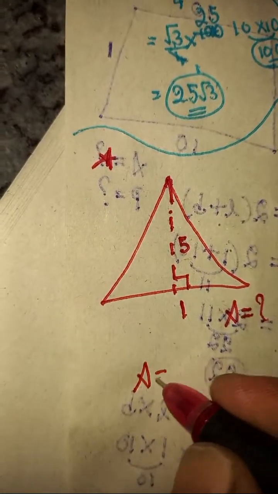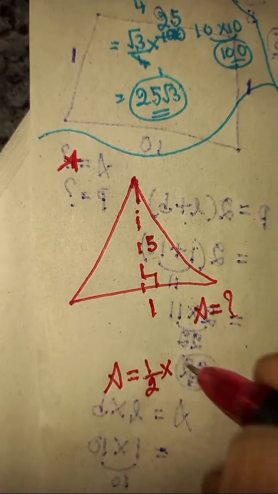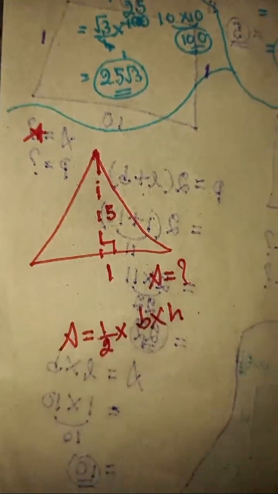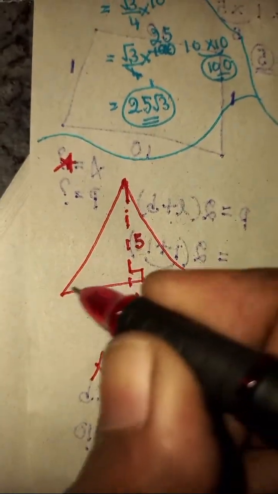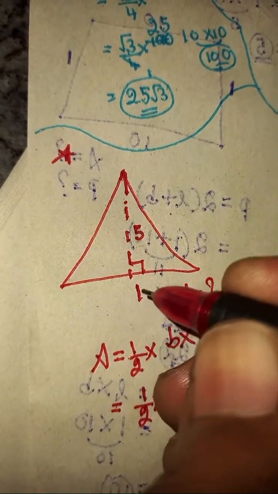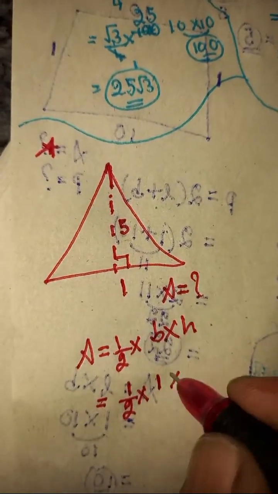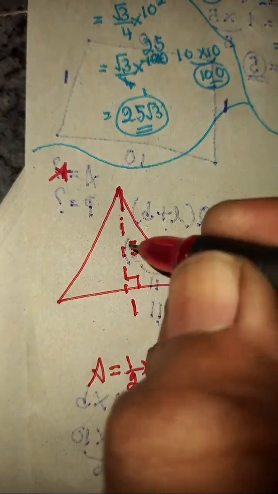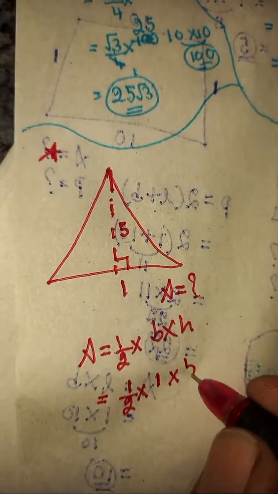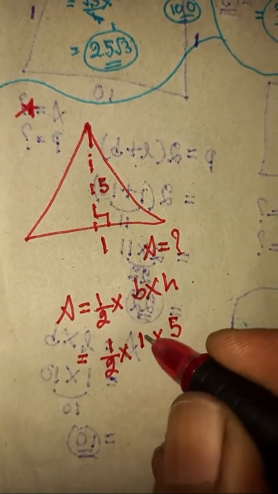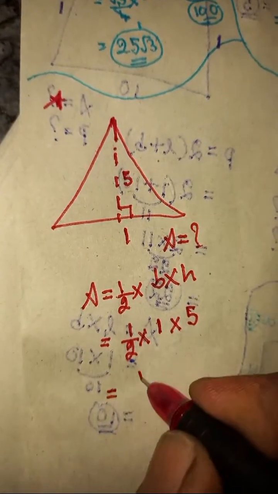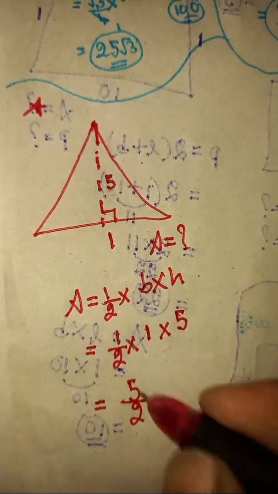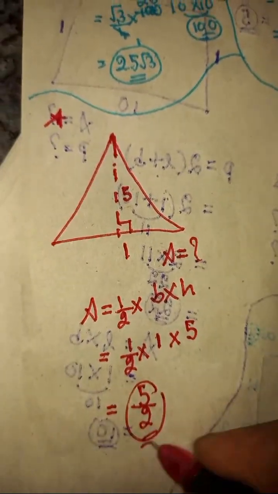Here also area is half times base times perpendicular height. Here the same thing, half times, this is the base, this base is going to be 1 unit, times this is the perpendicular height, which is 5 units. Now you can multiply 1 times 1 is 1, 1 times 5 is 5. In the numerator it remains 5 and below it is 2. 5 by 2 square units.